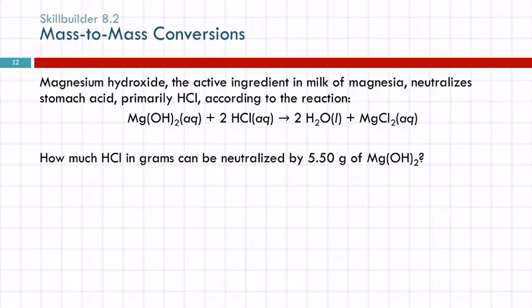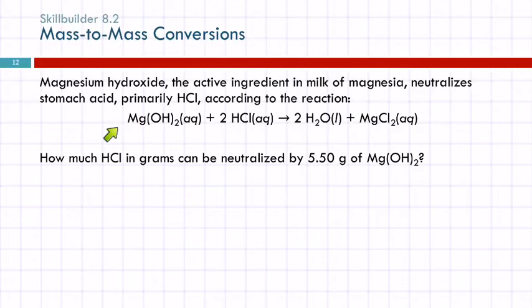Okay, mass-to-mass conversions again. Magnesium hydroxide, the active ingredient in milk of magnesia, neutralizes stomach acid, primarily HCl, according to the reaction. Okay, that's all very nice and interesting, but all these words up here, we didn't need them at all, actually. This is our important part. How much HCl in grams can be neutralized by 5.50 grams of magnesium hydroxide?